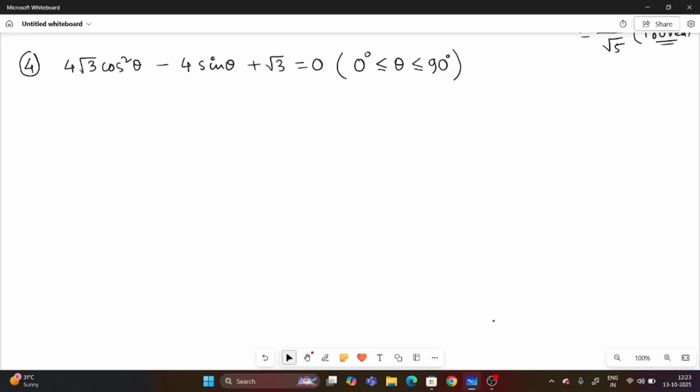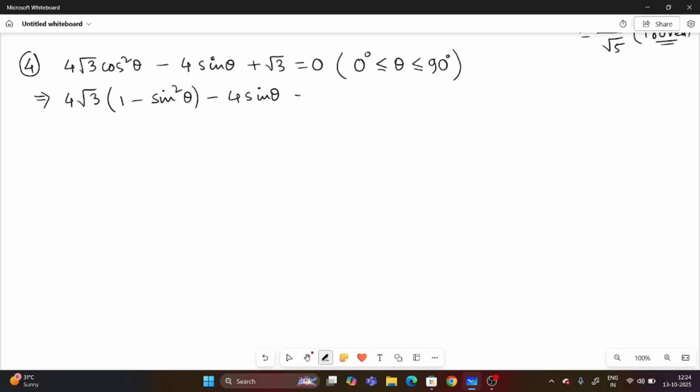Our main target is to convert this equation into such an equation where we have only one trigonometric function. In this equation, we have cos theta and sin theta, that means two trigonometric functions. But we have to convert it into some equation where we have only one of them. So now using a standard trigonometric identity, we can write cos square theta is 1 minus sin square theta. So we are changing the equation where we have only sin theta.